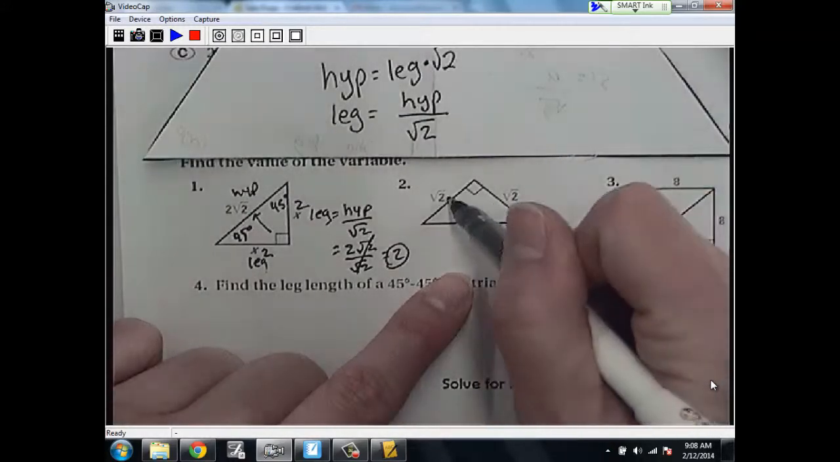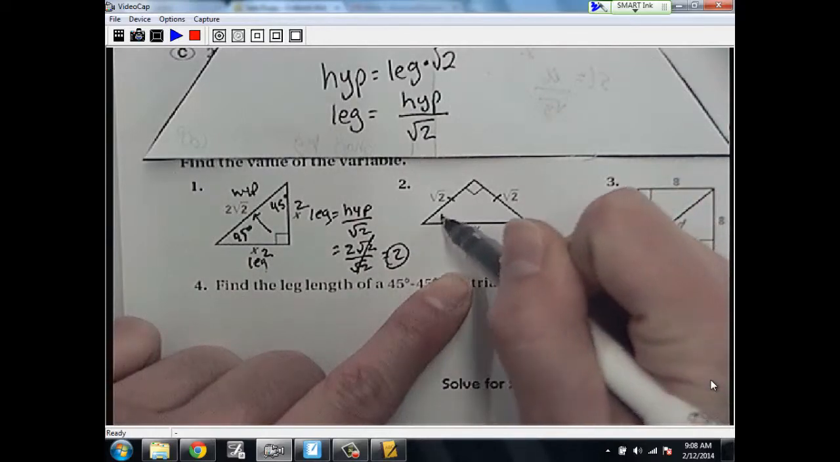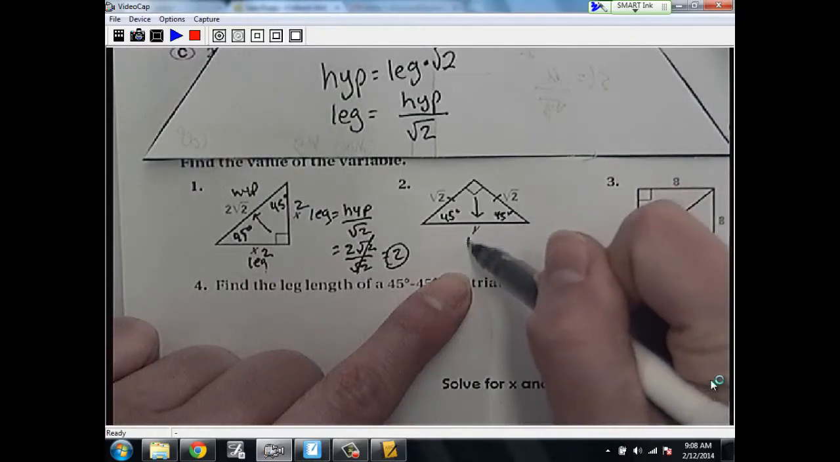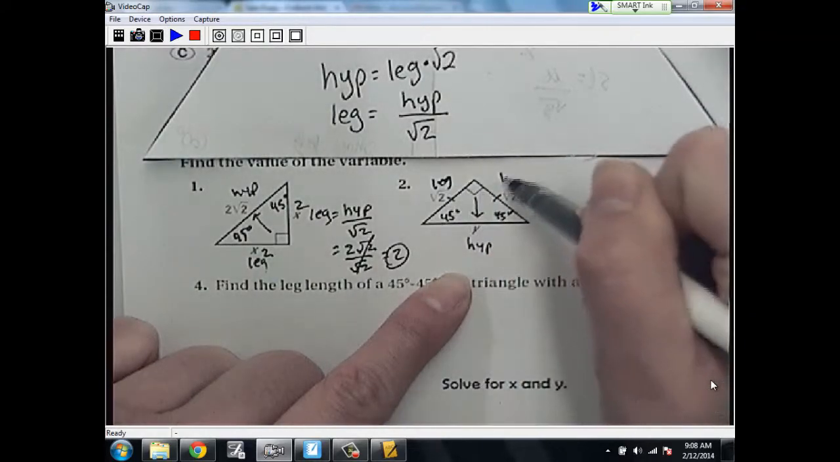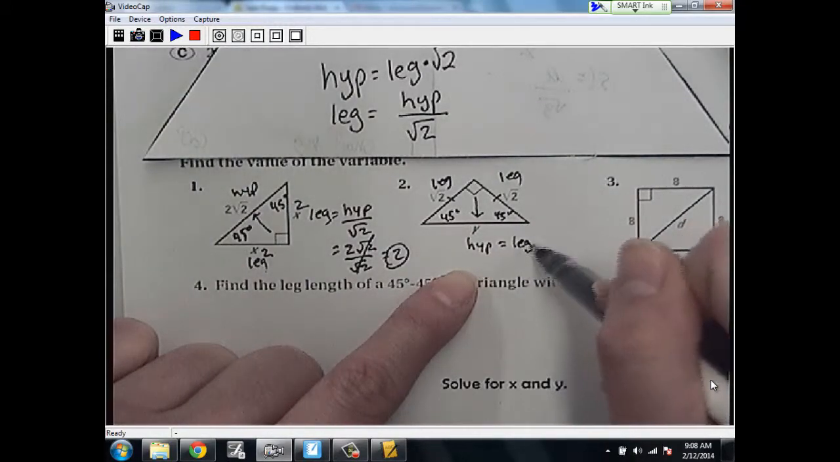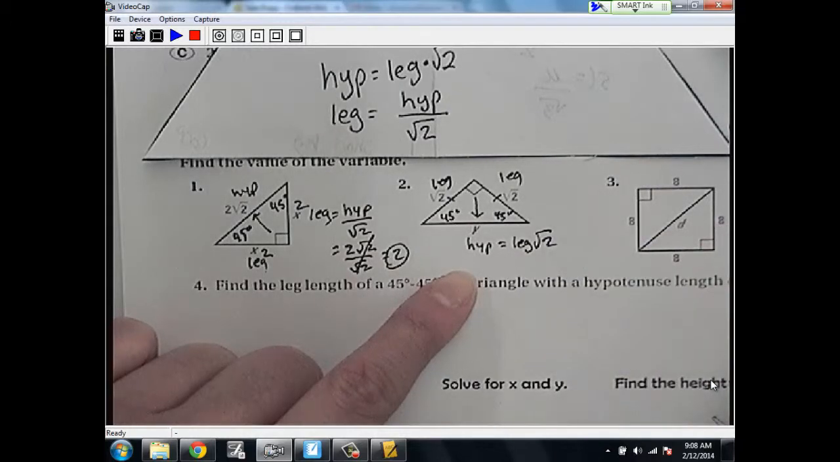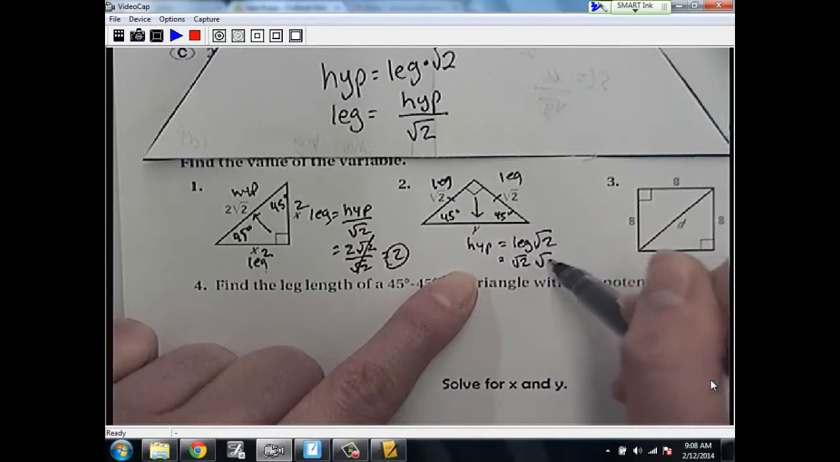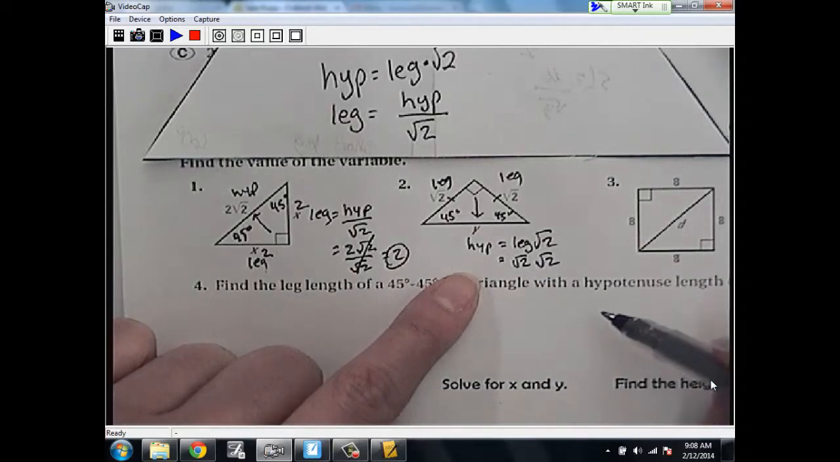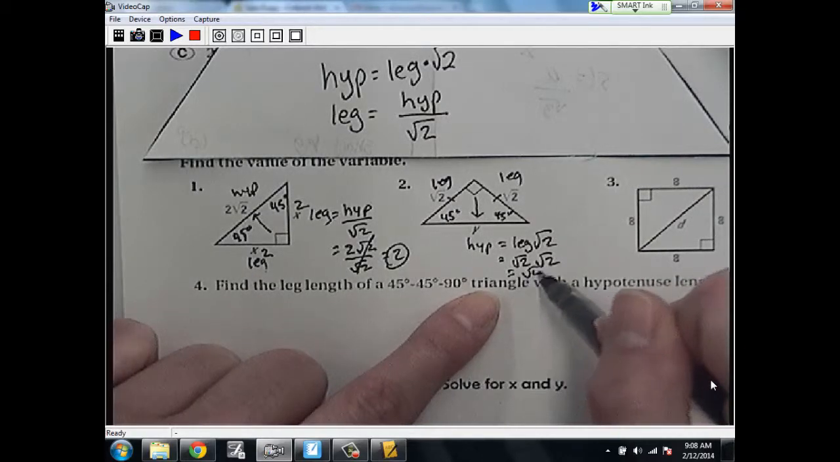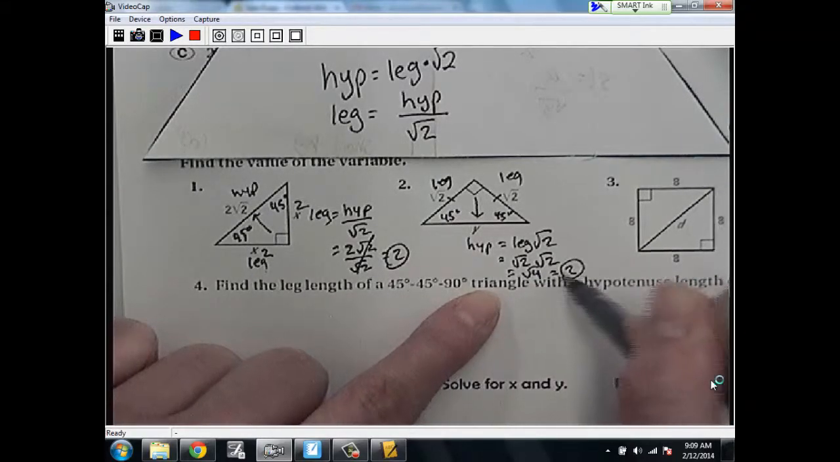Number 2. These are the same, so we're going to have 45, 45, 90 degrees. This is my hypotenuse. We have a leg. We have a leg. What's the rule for hypotenuse? Leg times the square root of 2. My leg is square root of 2. Bring down times the square root of 2. Square root of 2 times square root of 2. The square roots will cancel, and you can just say it's 2, or the math behind it, square root of 4, gives us 2.